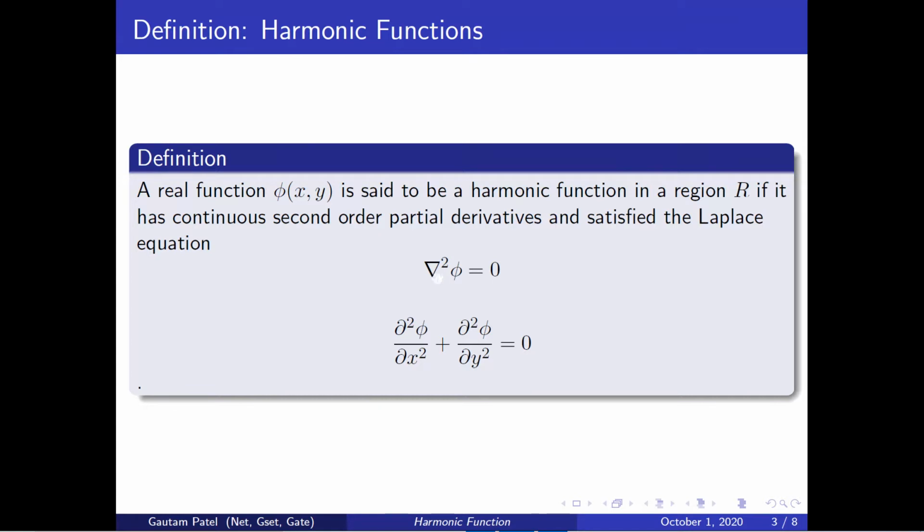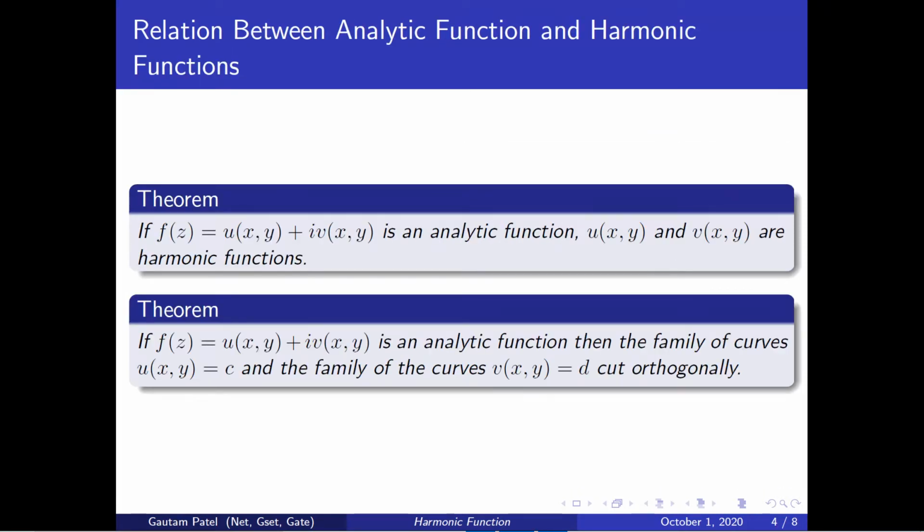Sometimes it's called del. So del square phi equal to 0, and this is nothing but del square upon del x square plus del square upon del y square. Now applying it to phi, we get the Laplace equation del square phi upon del x square plus del square phi by del y square equal to 0. So if this phi function satisfies this Laplace equation, then we can say function phi is a harmonic function in the given region R.